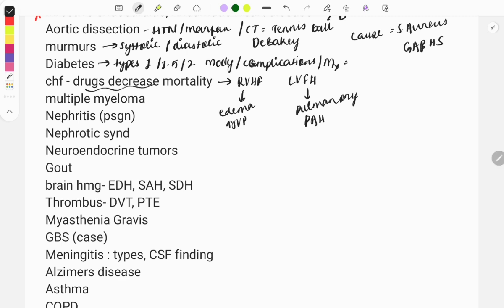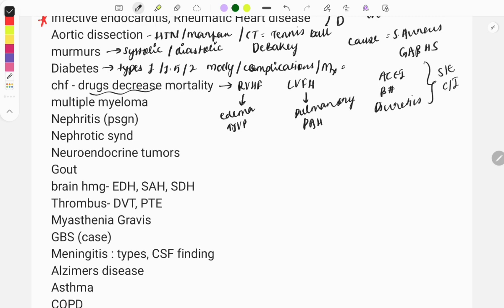Then questions are asked on the drugs. The drugs which you use for the treatment of CHF are ACE inhibitors, then beta blockers, then diuretics. Questions are asked on them and also on their side effects, and if there are any contraindications, then what can be the alternative. So questions are asked like this.